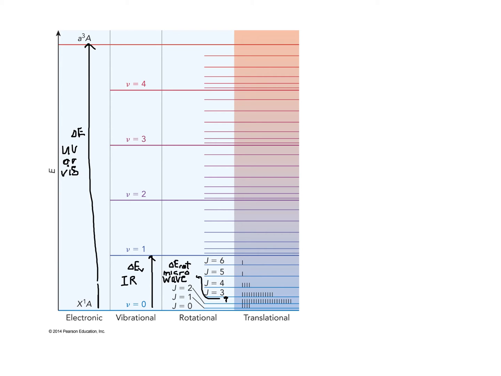As we have discussed, translational energies are so closely spaced that we consider them a continuum. And so we've shown here the translational energies as simply a shaded block of energy levels. They're so closely spaced that we can't see the difference between them. The difference between energy levels for translations is in the thermal energy range.